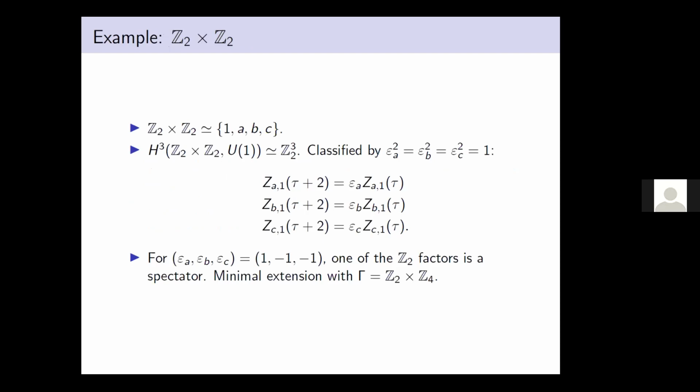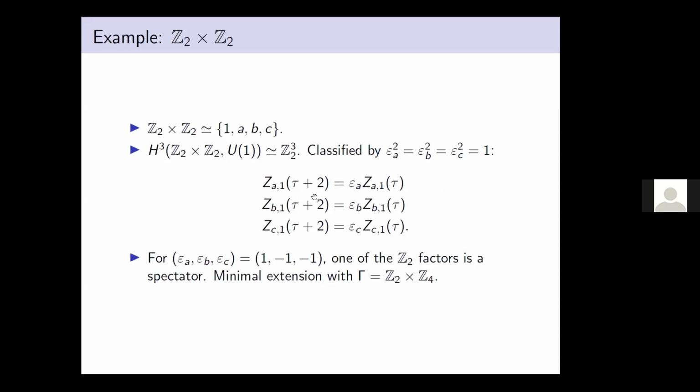And basically what it turns out to be is that this group, of course, has 3 Z2 subgroups, and any combination of those 3 could be anomalous or not. And so what is anomalous and what is not, we're going to classify by these epsilons here. For example, we might have the B and C subgroups being anomalous, but the A subgroup non-anomalous. And the way that these anomalies show up in the partial traces are like so.